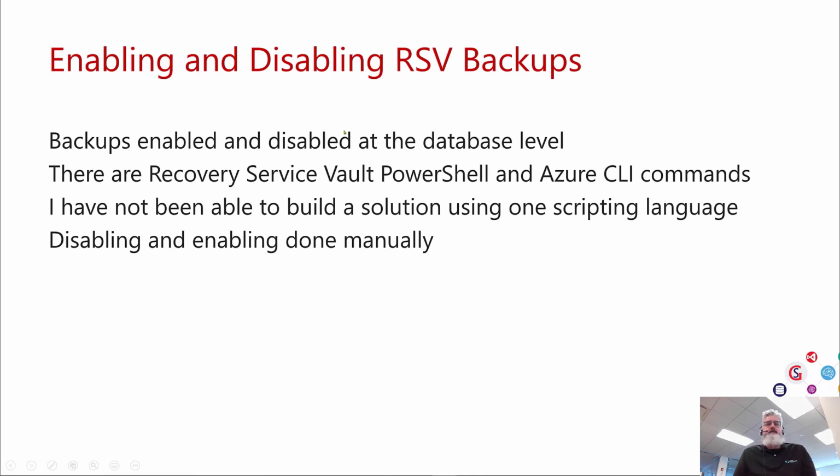Another thing to point out here is that you can enable and disable RSV backups, and they are enabled and disabled at the database level. And this can be a little cumbersome if you have a large number of databases that are being backed up. One of the things that I've run into is you can back up availability group databases using the Recovery Services Vault. And so if you need to restore an availability group database, you want to stop backups from running against it. So you can go in, and if I've got 8 databases, I have to go through the portal and disable backups for each one.